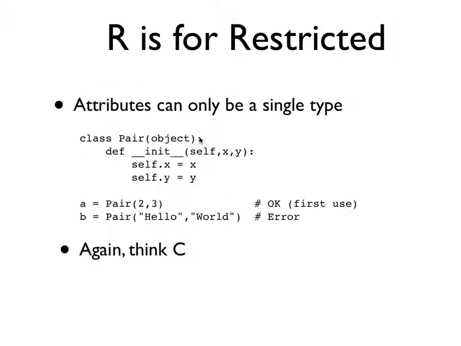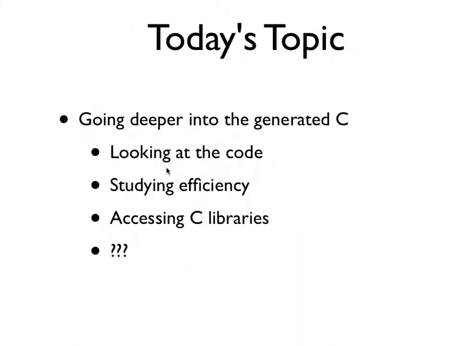Same thing with objects. If you made a class and started assigning attributes, it looks at what the first use is, and then sets that as the type. And if you violate that, it raises an error. So essentially it's this language that's very C-like in terms of what it does. It has restrictions on what you can pass around as types. It actually gets compiled into C.